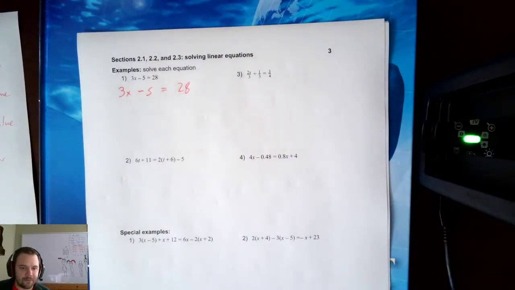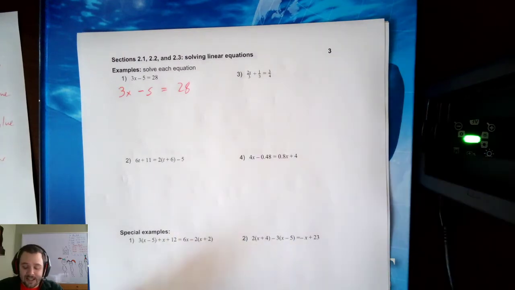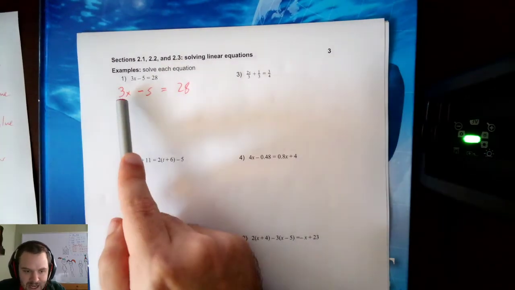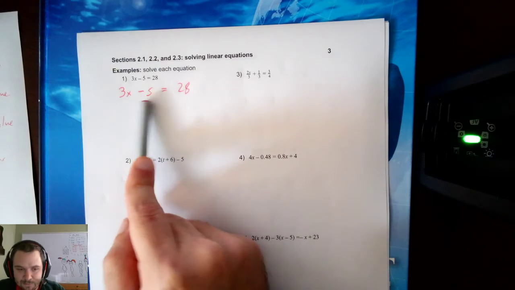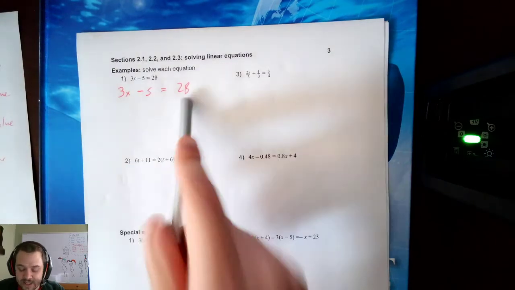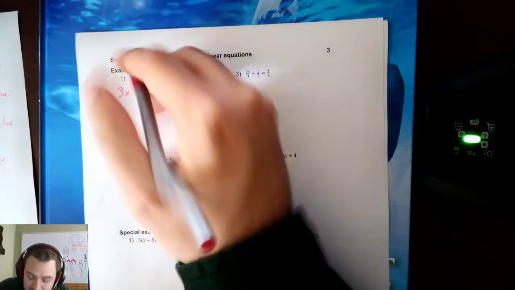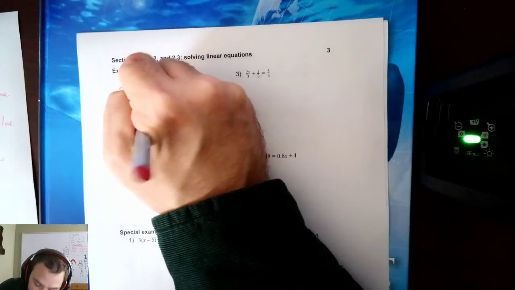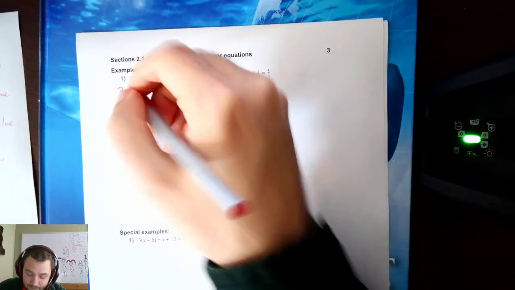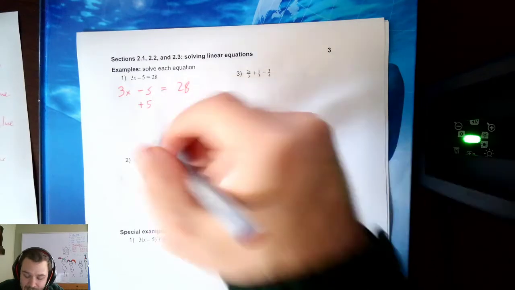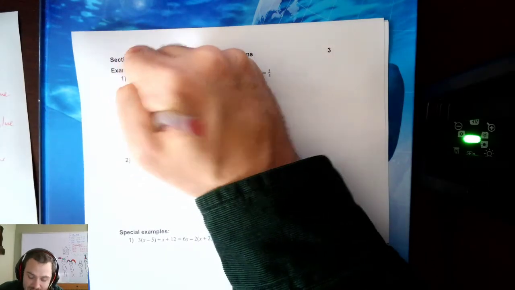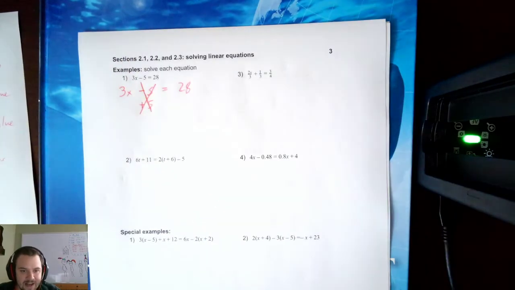So I move to step 4. I'm trying to get all my variable terms on one side and all my constants on the other. My variables are already on the left, so I need to get rid of this minus 5 portion. I have to move it to the other side. What's the opposite of minus 5? It's plus 5. If I add 5 on this side, it will cancel out that minus 5.